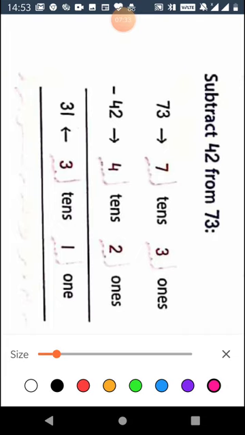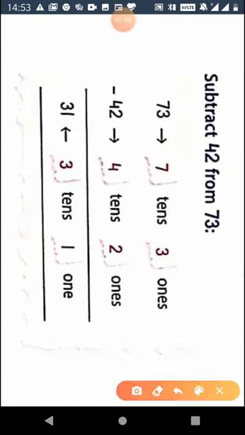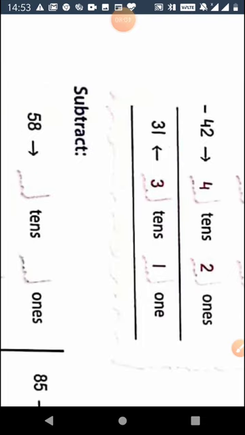And then we simply do the subtraction. So 3 minus 2 is equal to 1 and 7 minus 4 is equal to 3. So 73 minus 42 is equal to 31. From 3 ones we take out 2 ones. So therefore we will be left with 1 one. And from 7 tens we take out 4 tens. So we will be left with 3 tens. So 3 tens and 1 one means 31.